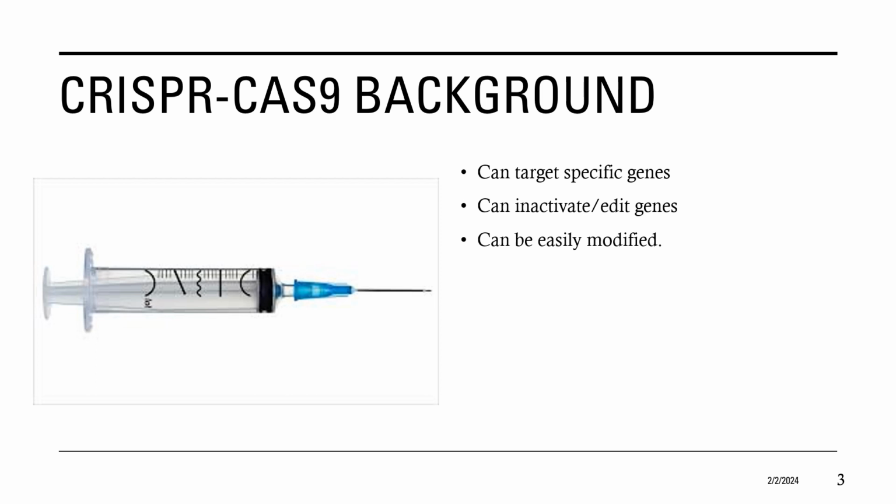Last week, we learned that the CRISPR-Cas9 system can be used to target specific genes in an organism's genome. CRISPR-Cas9 can be designed to either inactivate or knock out genes, or to edit genes. CRISPR-Cas9 is a versatile biotechnology tool that can be easily modified to meet the needs of a research project.